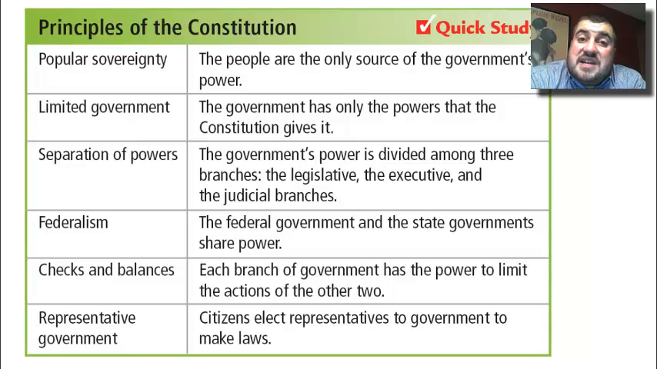Federalism means that the federal government and state governments share power. And representative means that we're a republic. Citizens elect representatives to government to make the laws.